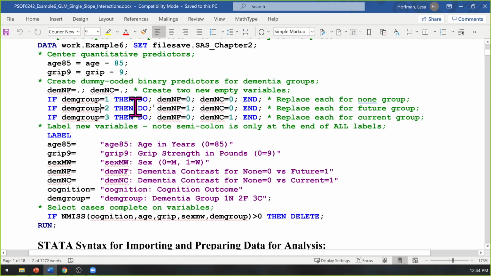Then if dem group equals 2, the first predictor variable switches on, so that predictor is going to tell me how the future group differs from the none group as the reference. And then if group equals 3, the second predictor switches on to tell me how the current group differs from the none group. Not to be confused with the nun group.